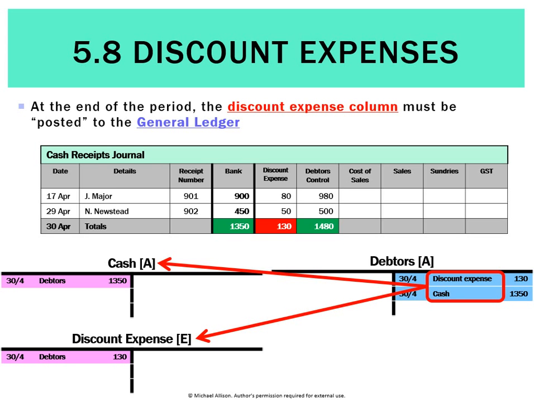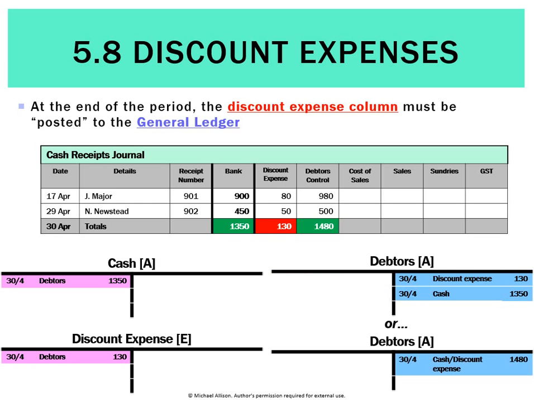What's a more efficient way of doing this in the debtors ledger is, instead of putting it on separate lines, you can just combine it into one number. And just make sure you get the reference right and put cash/discount expense. That prevents you having to separate the two numbers and performing the calculation of how much cash was received. You can just list it all as $1,480.